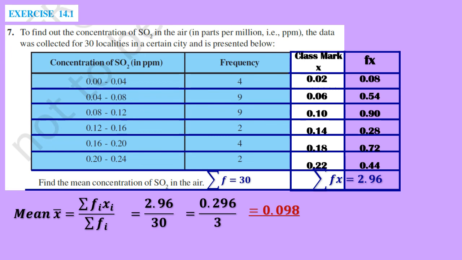0.098, round it to the nearest 2 or 3 decimal places. So 0.098 is the mean concentration of sulfur dioxide in the air.